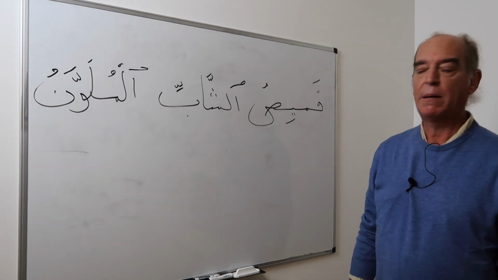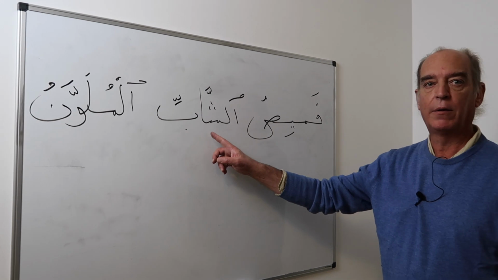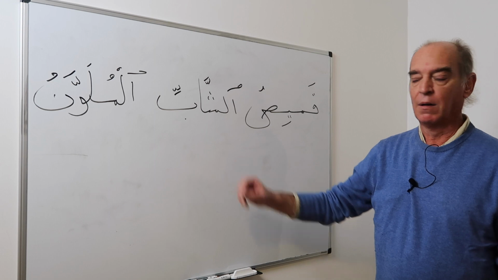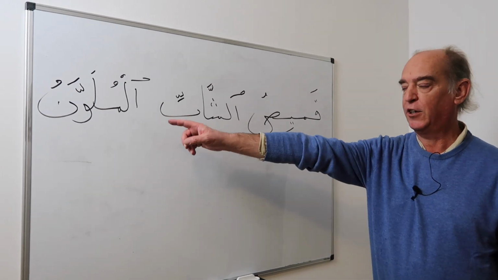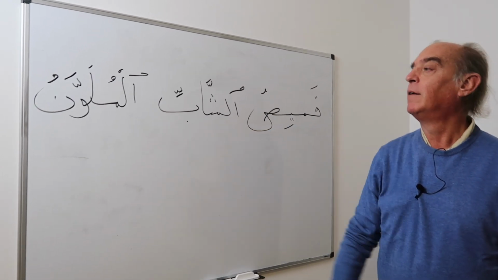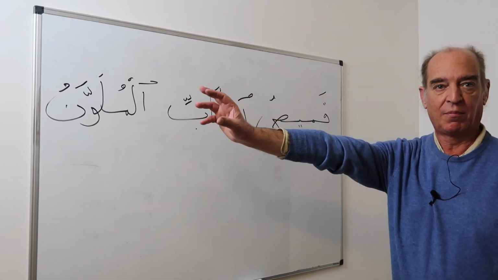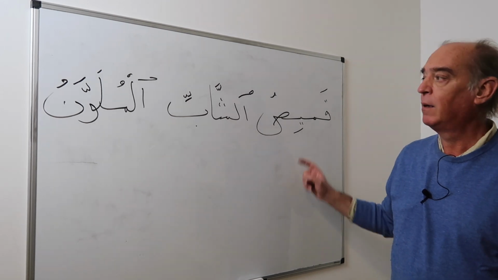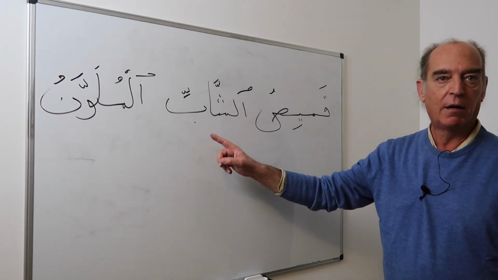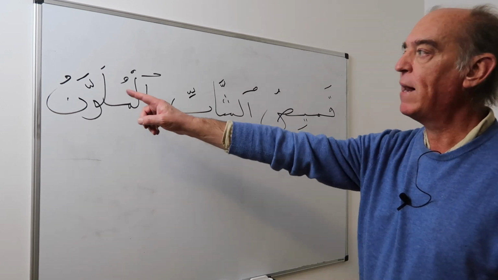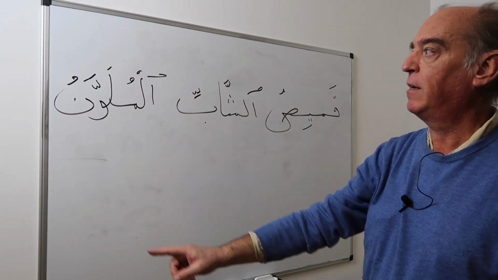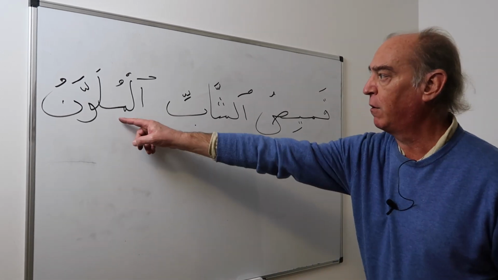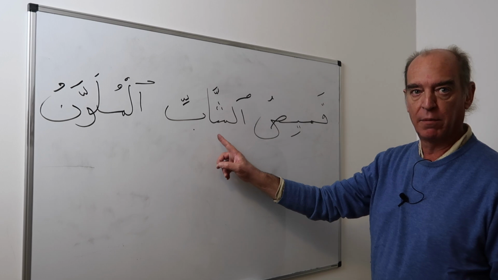An important rule to remember is that the first and second terms of the idafa cannot be separated. So if you have to use an adjective, an attribute, you have to put it afterwards. I wrote for you an example. Qamis is shirt, shab is a young man, and mulawwan is colorful. So I want to say the colorful shirt of the young man.